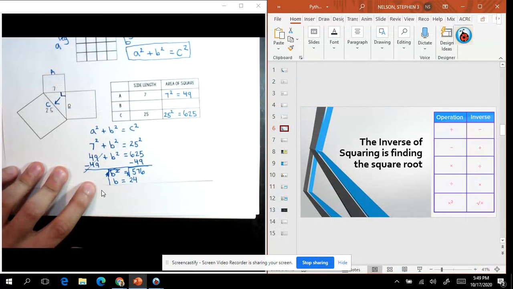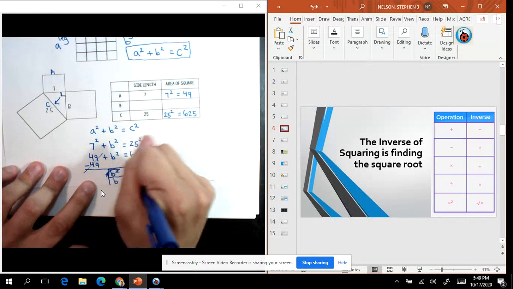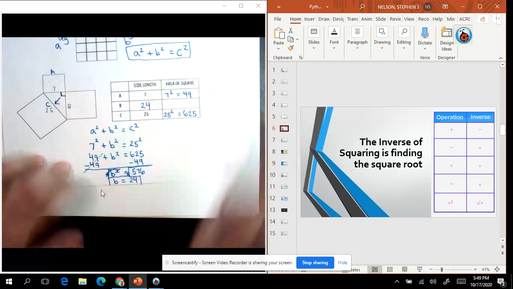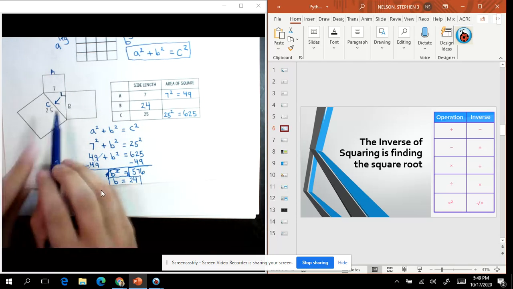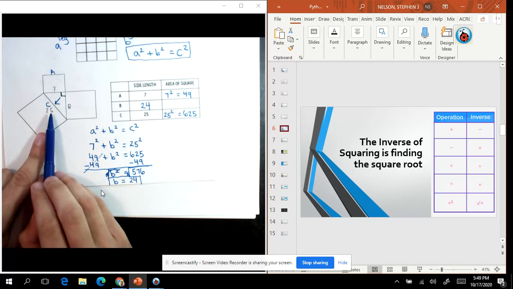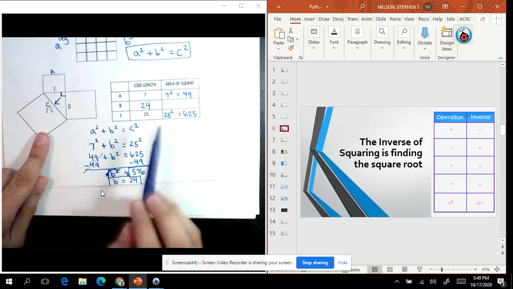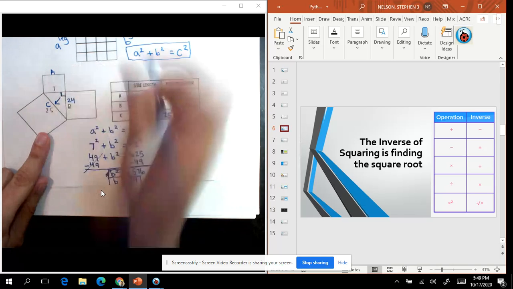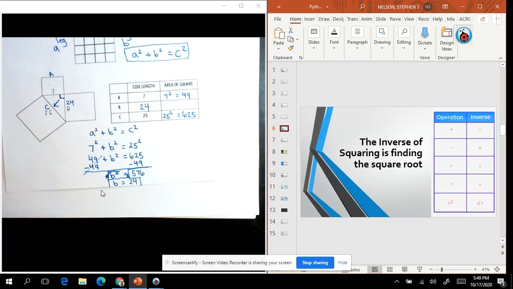Let me go back to this. So that's going to be your answer. B is equal to 24. So we're going to fill that in for 24. So we found the side. So just like the side up here is 7, and the side for the hypotenuse is 25, the side for the other leg is going to be 24. So 24 will go right here. So that's how you find missing sides with the Pythagorean theorem.